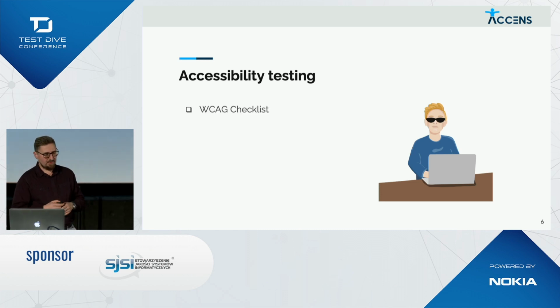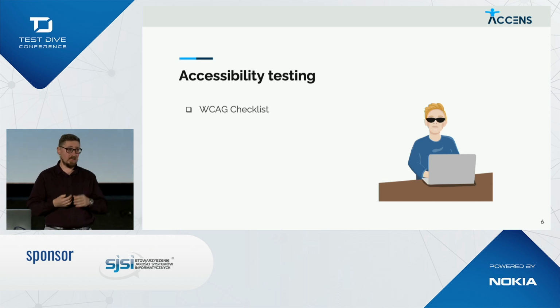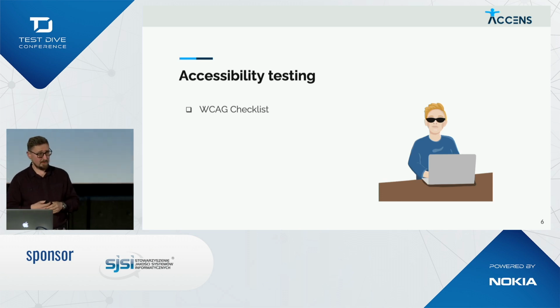So how do we test accessibility in our product? There are a number of things we can do. First of all, we should know standards like WCAG. WCAG is a standard created by W3C, and they are continuously improving and maintaining it. Currently, we've got version 2.1, which is very common.